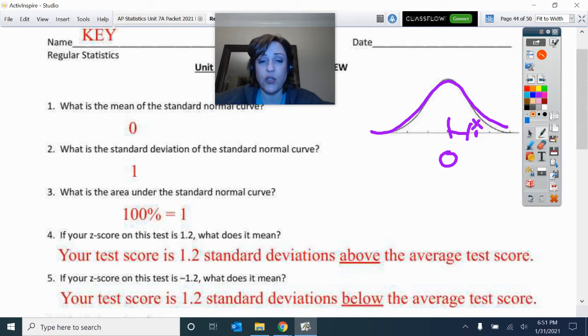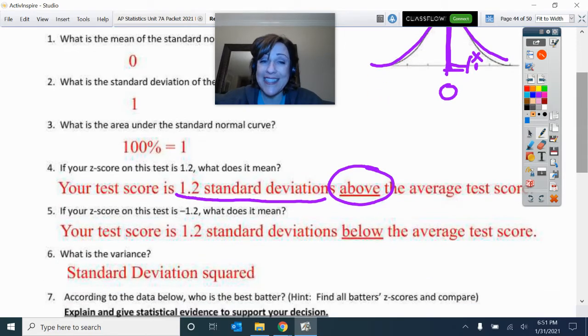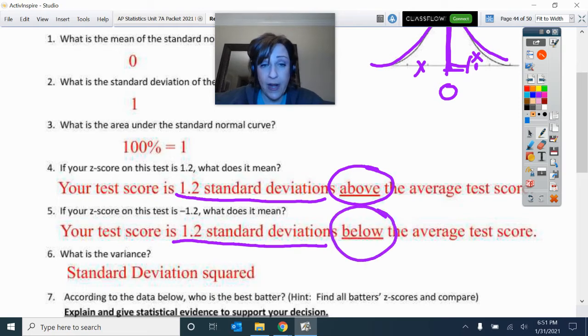If you got a z-score of 1.2 on a test, your test score was 1.2 standard deviations above the average test score. So whatever that average ends up being, you were 1.2 standard deviations above that score. And if you had a z-score of negative 1.2, then your test score was 1.2 standard deviations below whatever that average test score was.